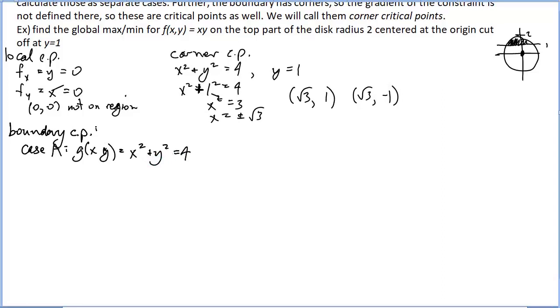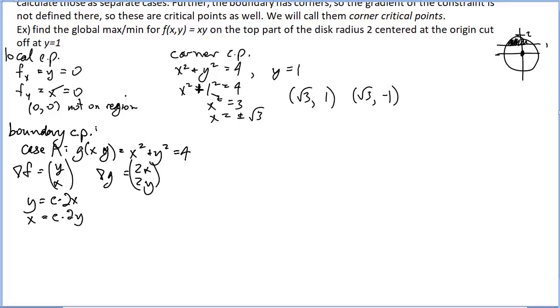So notice that in this case, our function is x squared plus y squared, and equals 4, so it's a level curve of that function. And now we go to work. Grad f was yx, and now grad g equals 2x, 2y. And now we make our equations. Y equals c times 2x, and x equals c times 2y.